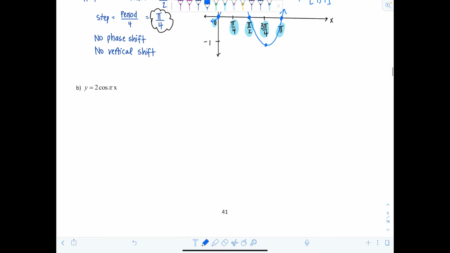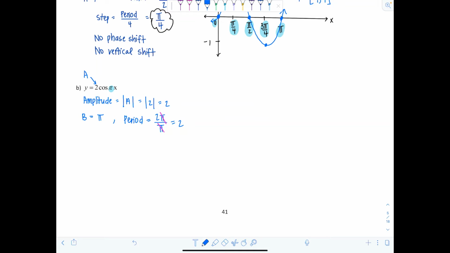This time we have y equals 2 cosine of pi x. All right, now the amplitude equals the absolute value of A. A right here is 2. So absolute value of 2 is 2. Notice B is equal to the coefficient of x, which in this case is pi. So that means the period's always 2 pi divided by b, so 2 pi divided by pi. Pi's cancel out, bam, bam. So the period's just 2.